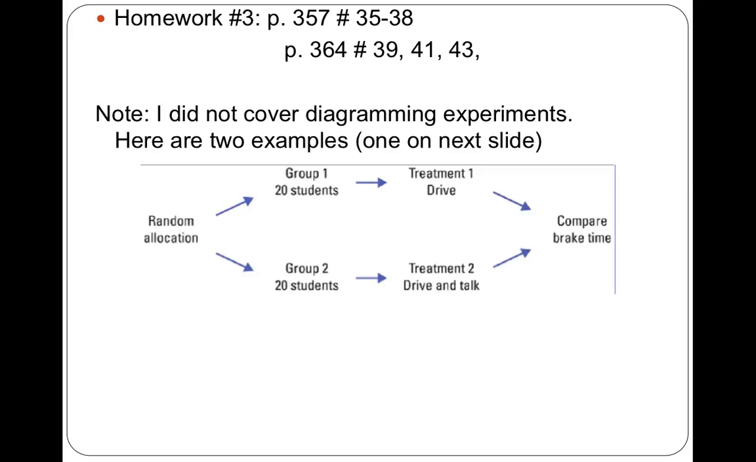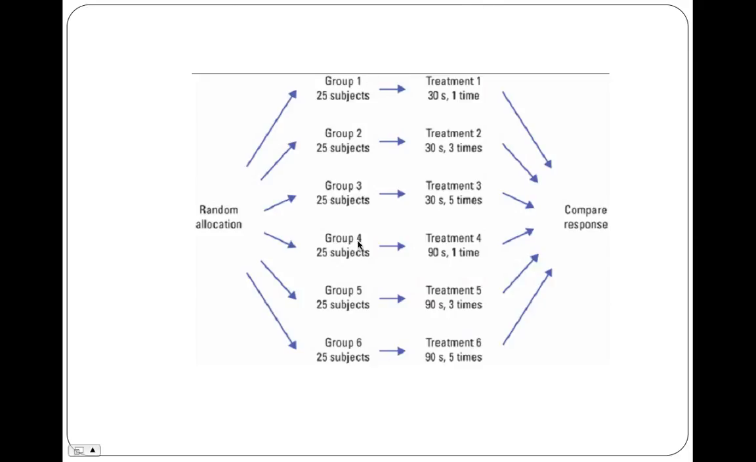Here's homework assignment number 3. There are a couple homework questions that ask about diagramming experiments. I didn't actually talk about this, but I think you could look at this experiment diagram and figure it out. The first thing I do is randomly allocate students to 2 different groups, group 1 with 20 students and group 2 with 20 students. I give each group their treatment, and then at the end I compare responses between the 2 groups. Here's another one. This time I have 6 groups, so I randomly allocate individuals into the 6 groups. Each group gets their treatment, and then they all come back together and I compare the responses.